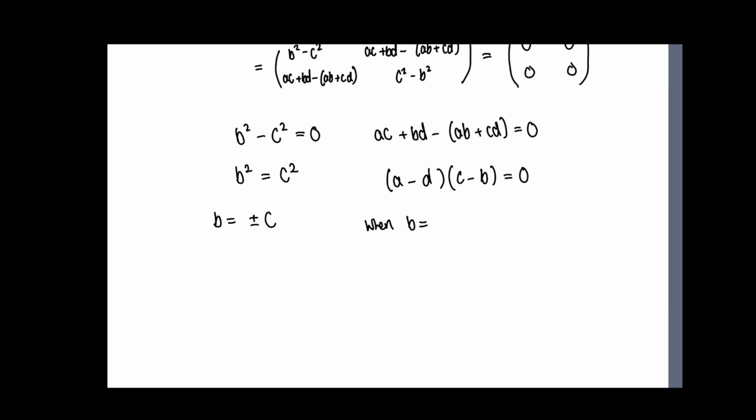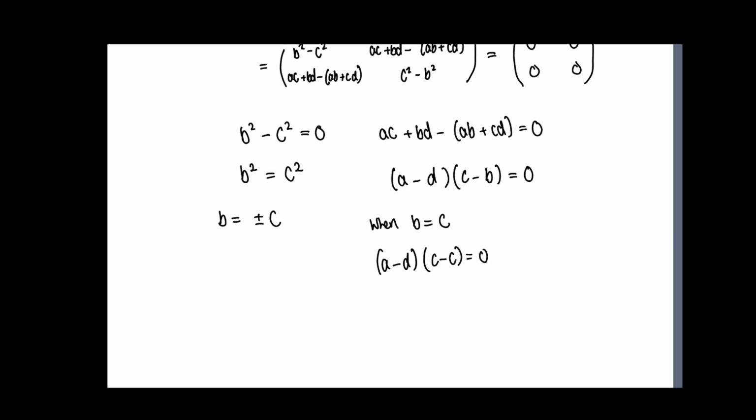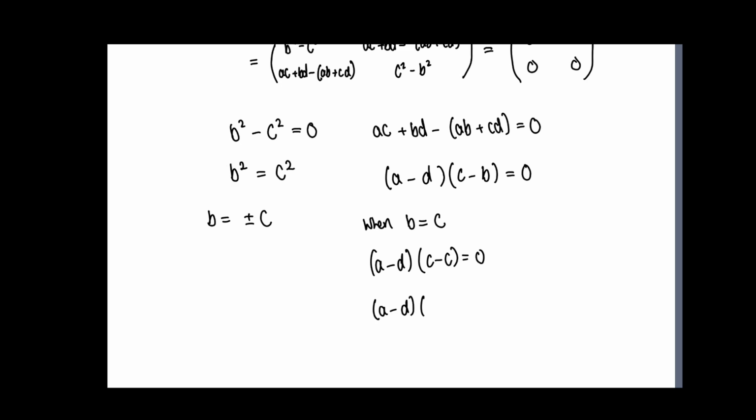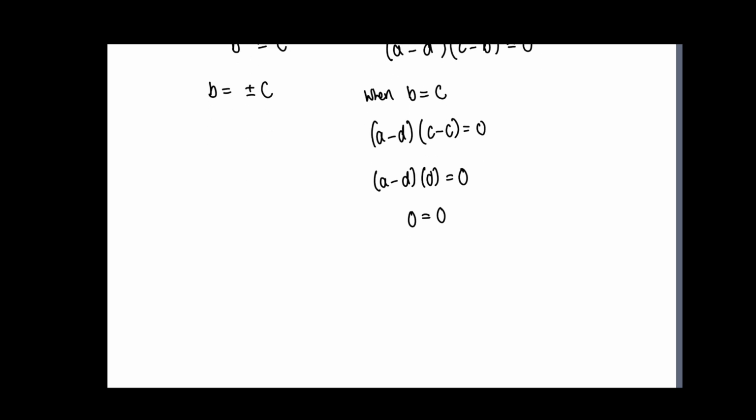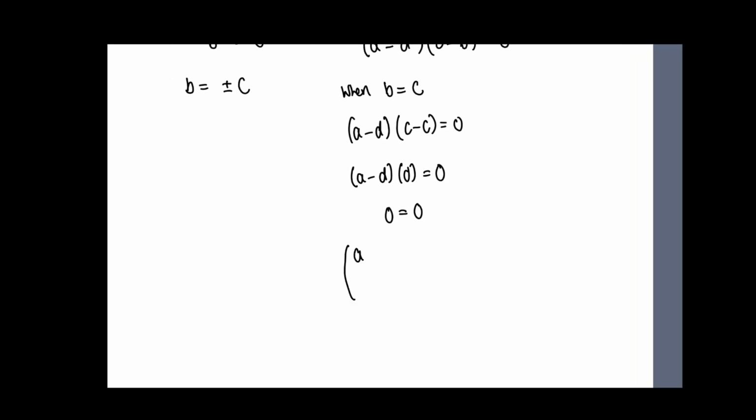When B is equal to C, we get A minus D brackets C minus C, which is just 0. So then we're left with A minus D times 0 is equal to 0. So we get 0 is equal to 0. So A and D can be anything. So we have the matrix A, D, and then because B is equal to C, we can just write B over here and B over here. So here we have A is equal to the transpose of A, because when we swap around the rows and columns, we get the exact same matrix.